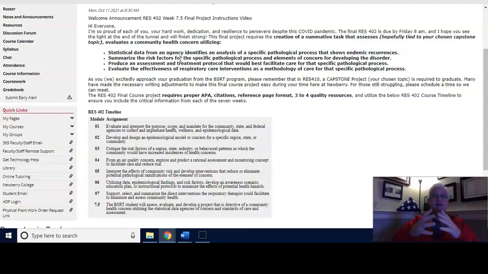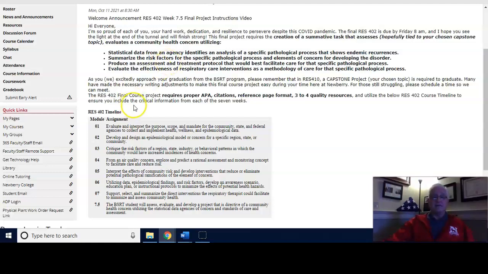Next, I want you to go ahead and talk about the assessment. How would you assess this patient? What kind of a treatment protocol would you use that would be best suited for this particular pathological process that you're identifying? You want to evaluate the effectiveness of the respiratory care interventions that you're talking about as related to that specific disease process.